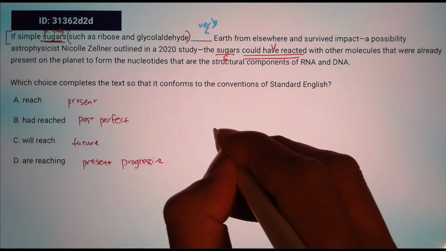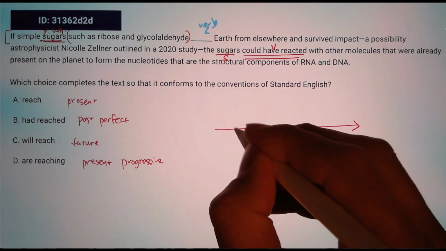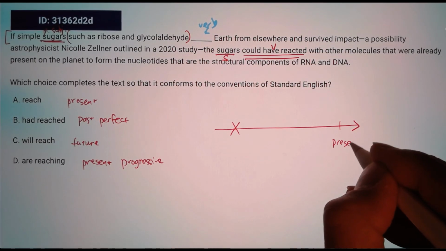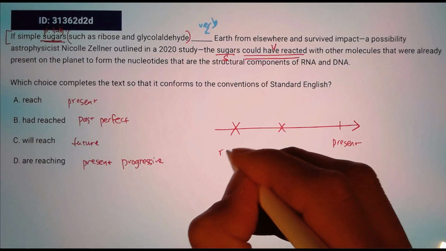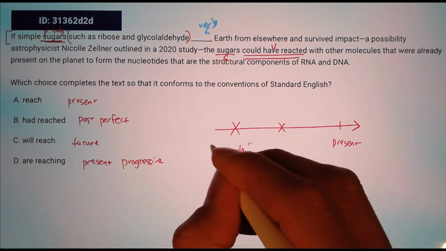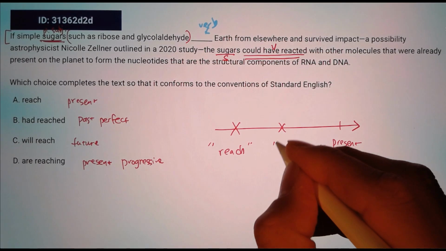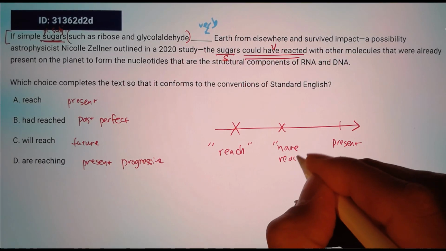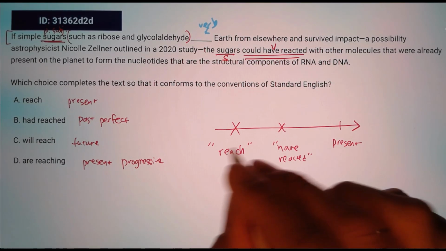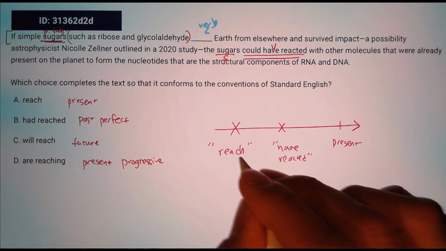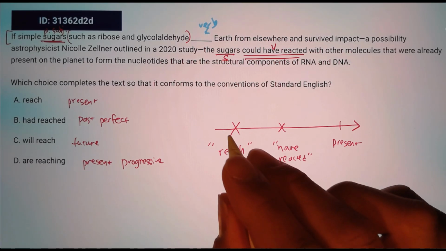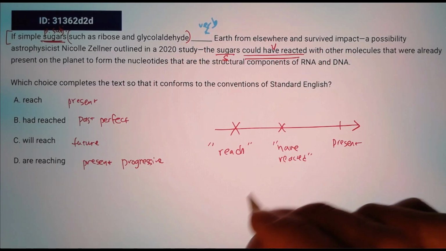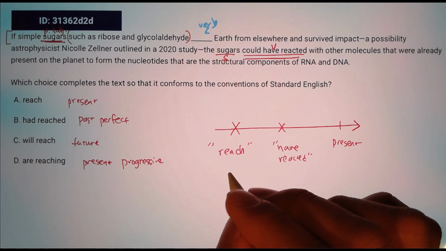So if I draw my timeline, let's say here's the present, and here's the past. The first thing they had to do was reaching. Okay, reach. And the second thing is have reacted. Now, of course, I'll fix that. Right now, I'm just telling you guys, this reaching has to happen first before the sugars could have reacted. So clear sequential event, cause and effect, that you cannot miss this.